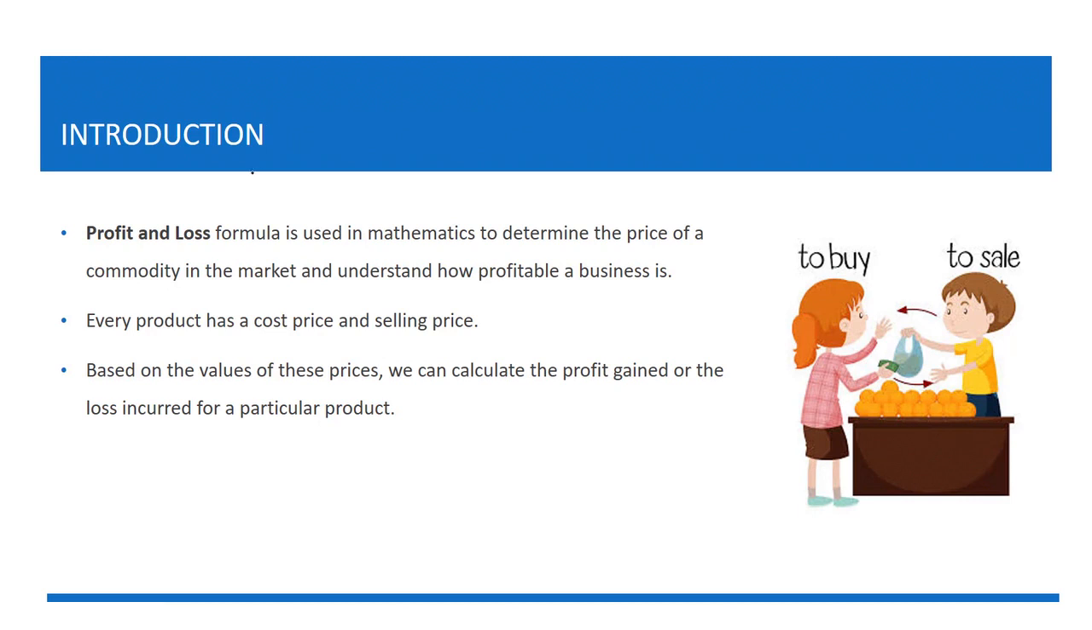Whatever you do in a business, either you get a profit or incur a loss. So by using this particular formula, the profit and loss formula, you can gauge whether the business is profitable or not. Every product has a cost price as well as a selling price. So you should know the cost price and the selling price. Based on the values of these prices, we can calculate whether we are going to gain a profit or incur a loss on a particular product.